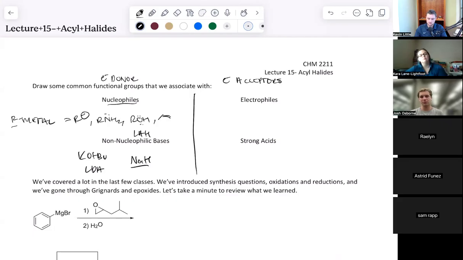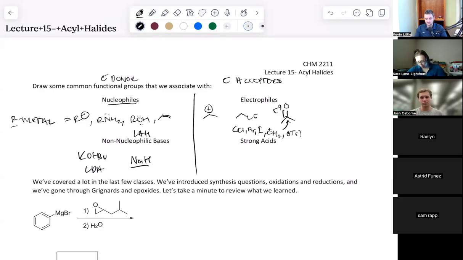LAH will attack into a carbonyl, will attack into an electrophile, but NaH will never do this. So electrophiles, you have your carbocations, you have your things with leaving groups. So that's your halogens. That's your positively charged oxygens. That's your big bulky oxygens.